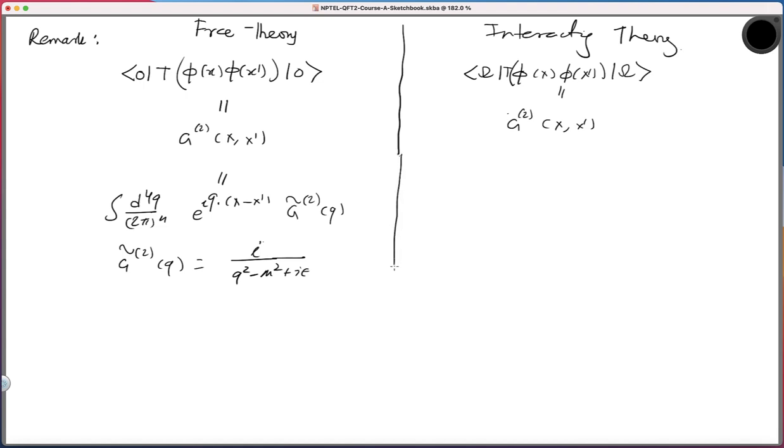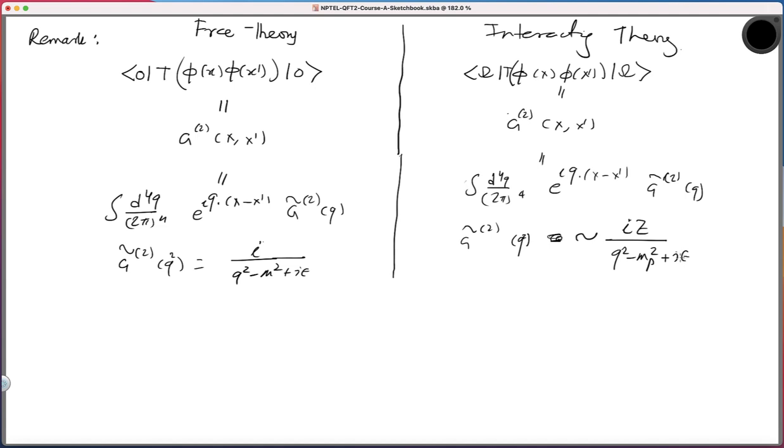Okay, but if you do the same thing here, let's proceed. Here the leading behavior, when Q square is near the mass shell, is this, and let me denote that by this vector. Now of course there are other terms.